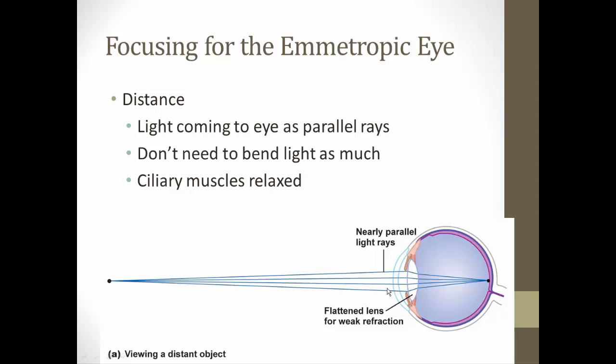That is, our eye is designed this way that when the ciliary muscles are relaxed, it bends the light just the right amount to focus it in on the retina. So the eyeball is just the right size. It's not too long, not too short. It's just right in between. Think Goldilocks, right? Just right. And that way we bend the light just the right amount.